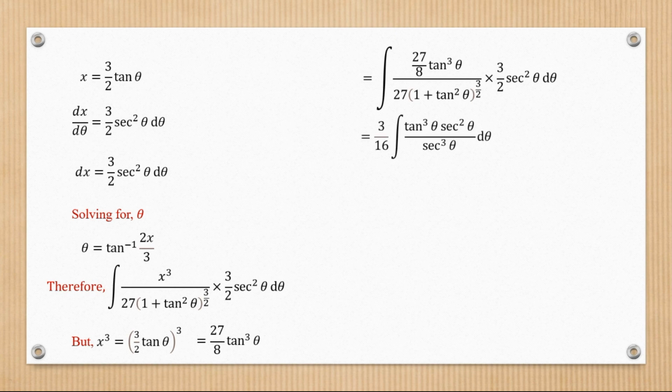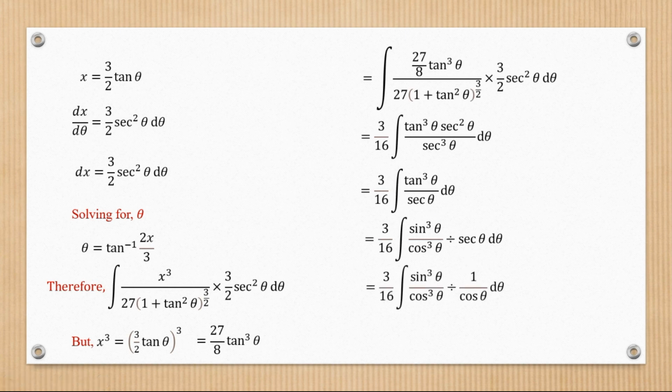Alright, so now I'll be left with this. So I have tan cubed theta sec squared theta over sec cubed theta. Now I can actually see that these can reduce, and I'll be left with tan cubed theta over sec theta d theta. Now this can even be simplified further, and we can see that tan cubed theta represents sin cubed theta over cos cubed theta. That's going to divide by sec theta d theta that we have right there. But remember that sec theta d theta is the same as 1 over cos theta.